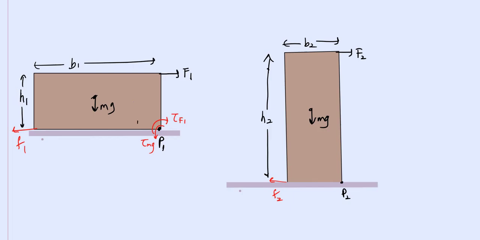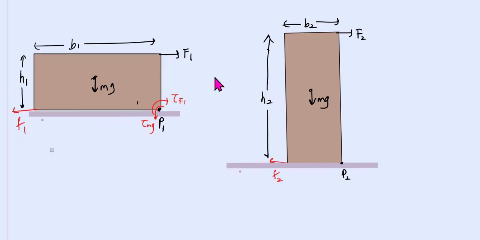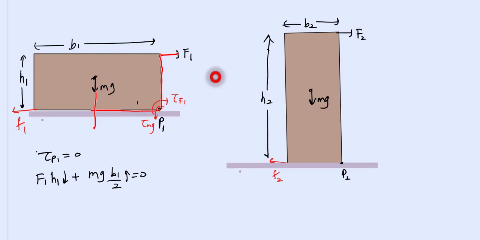Then torque due to this will be, let me write it here. Torque due to applied force about point P1 should be 0. So F1 into H1 clockwise, Mg into B1 by 2 anti-clockwise. H1 into F1 clockwise, and Mg into B1, this Mg will be anti-clockwise about this point.